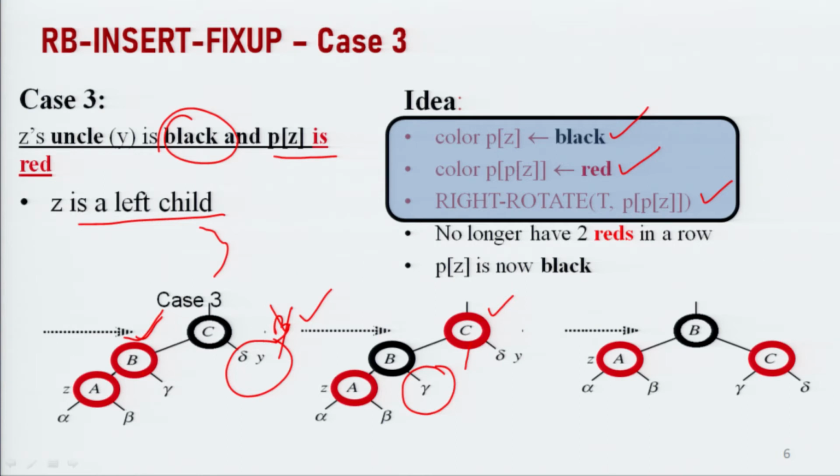Just see here, what is the parent of Z? The color of the parent of Z is black. Now, once the color of the parent of Z becomes black, all the cases are resolved and you are having the complete red black tree. Now, this is case three.